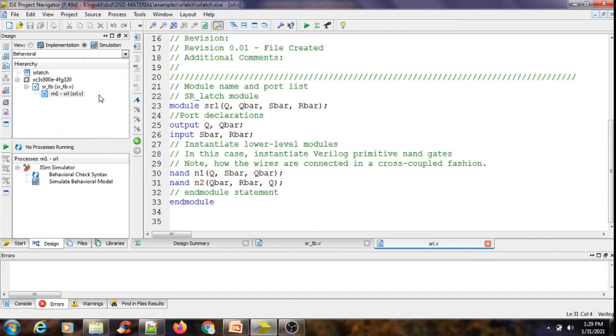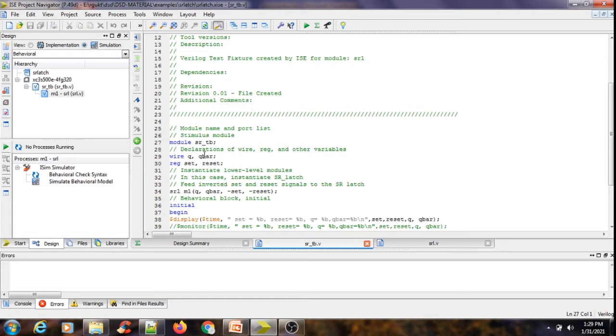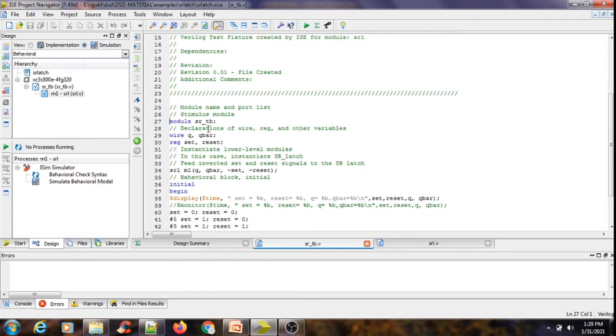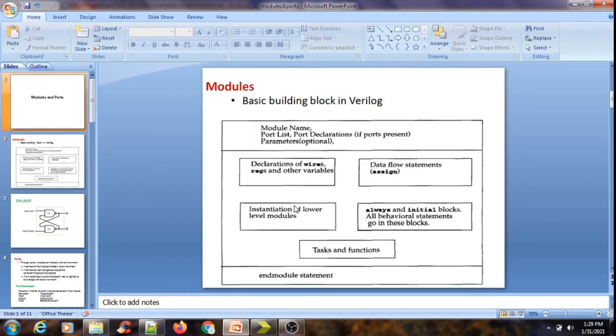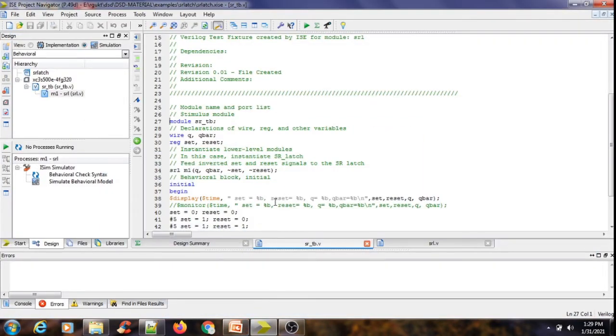So let us see the test bench for this SR latch. Coming to the test bench, SR underscore TB. This design block is generally surrounded with an environment, that is a top level module or top level block, that is a test block SR underscore TB. I didn't mention it in the diagram, but you can easily understand it from the previous lectures. So SR underscore TB, and wire Q comma Q bar, register set and reset.